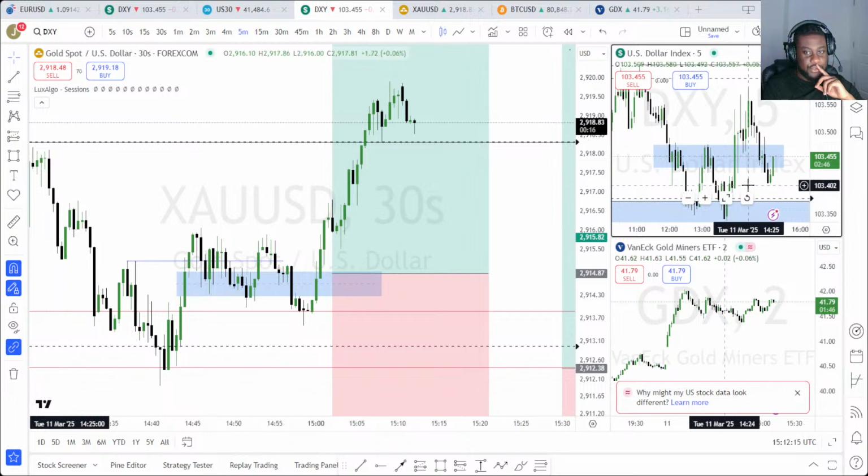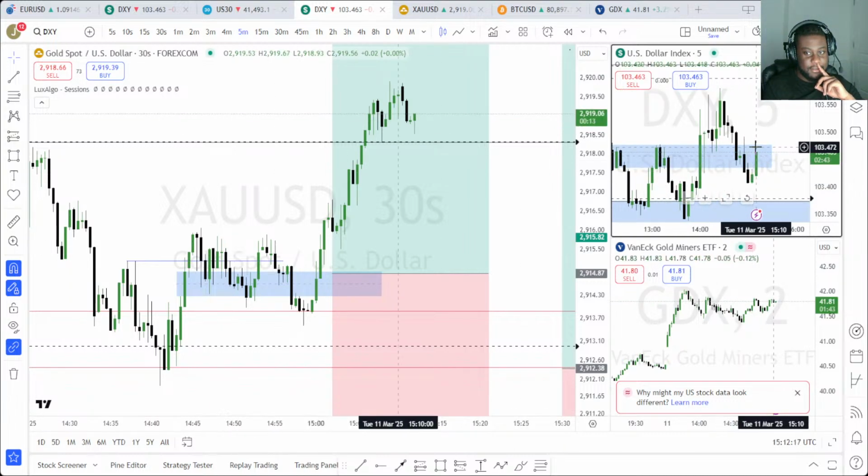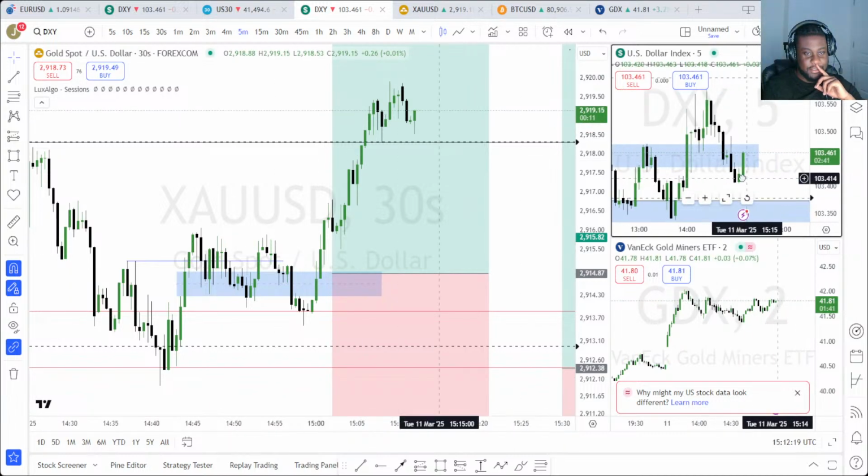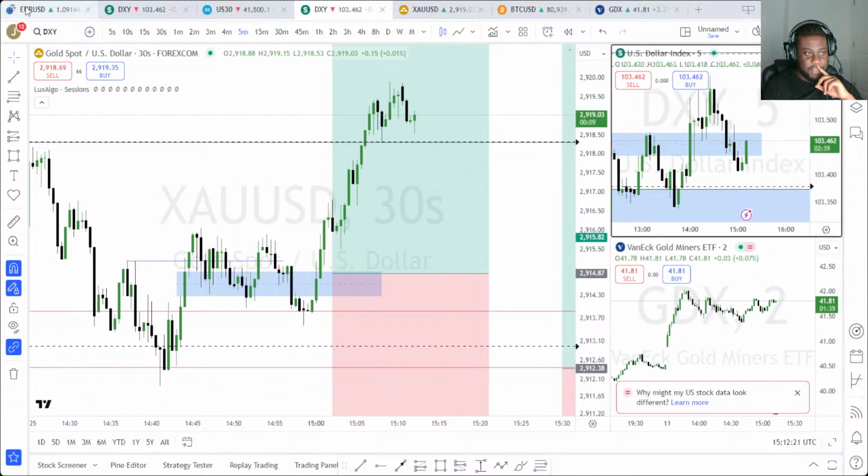I'm just trying to stay true to this move here, but the way DXY is pumping up right now, it's not looking good, bruv.